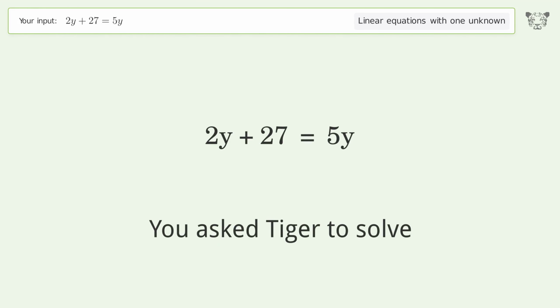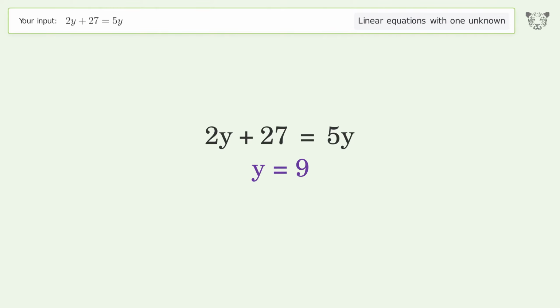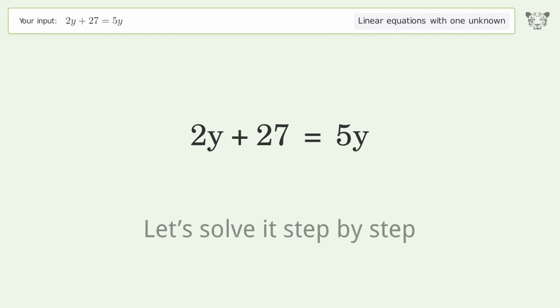You ask Tiger to solve this. This deals with linear equations with one unknown. The final result is y equals 9. Let's solve it step by step.